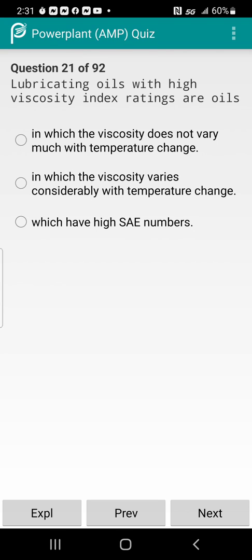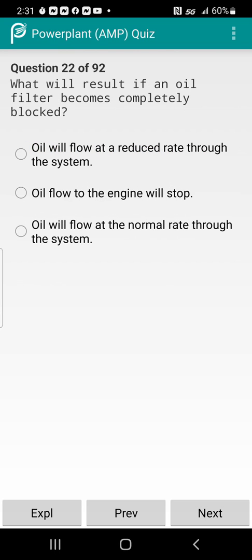Lubricating oils with high viscosity index ratings are oils in which the viscosity does not vary much with temperature change. What will result if an oil filter becomes completely blocked? Oil will flow at the normal rate through the system.